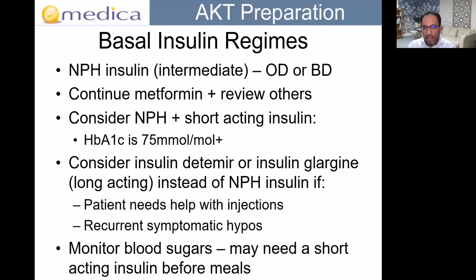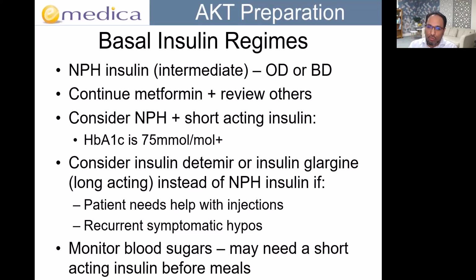So NPH is derived from a fish protein, and this is an intermediate acting insulin. So you can either put it on as a basal regime once daily or twice daily. Normally what I would do is if someone's been on triple therapy, not responding, keep them on metformin, probably stop most of the others, if not all of the others, and then start them on once daily at night. See how they get on.